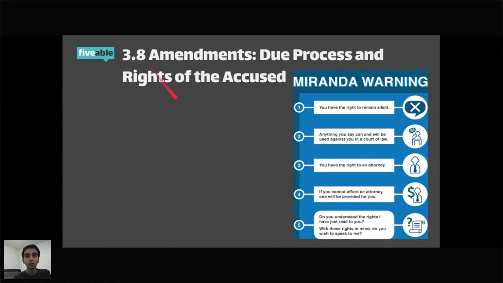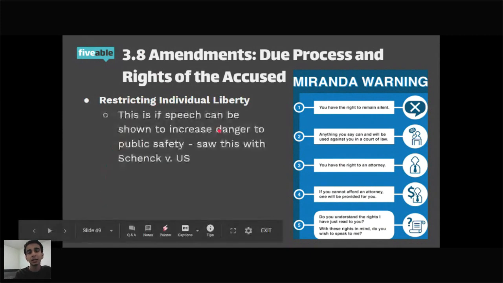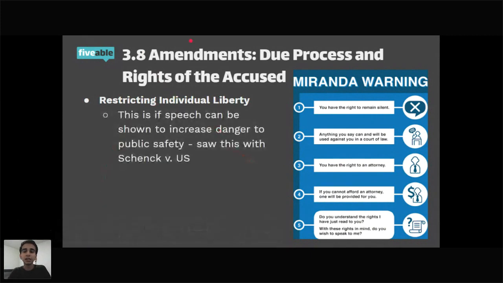All right. So 3.8 is talking about due process and the rights of the accused. And the first theme in here is restricting individual liberty. You'll see that this conflict, this almost dichotomy between individual liberty and public safety or public order or social order, is a consistent theme throughout almost every standard. So we saw this in Schenck versus the United States, where the Supreme Court sided with the federal government and said, if there's a clear and present danger, that's not allowed, right?